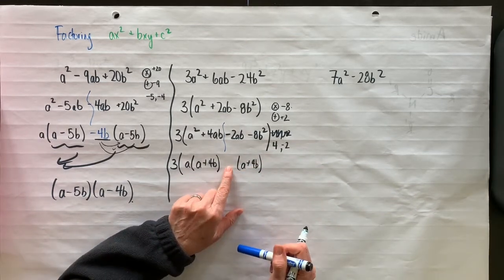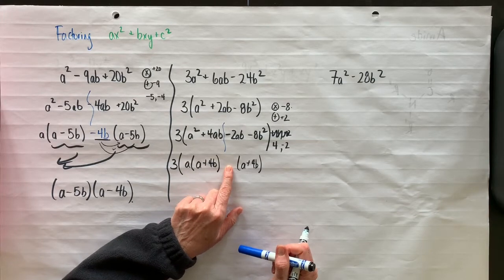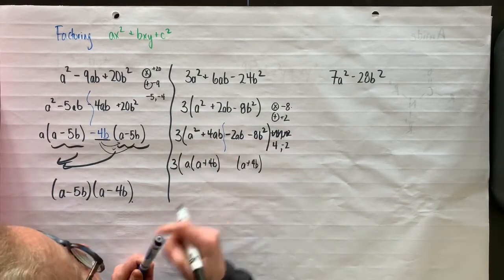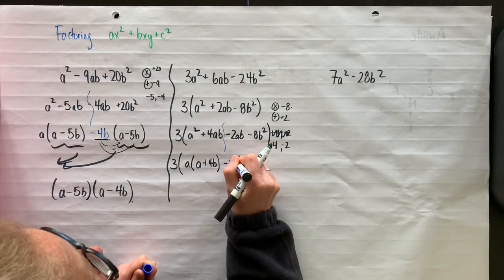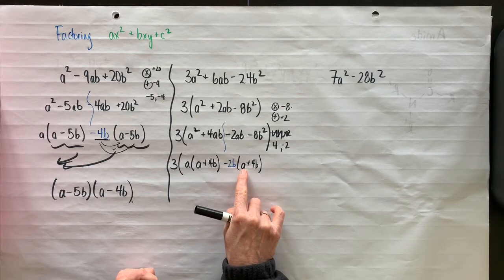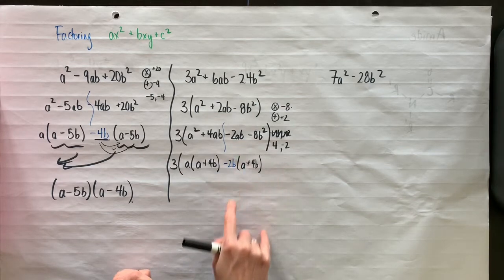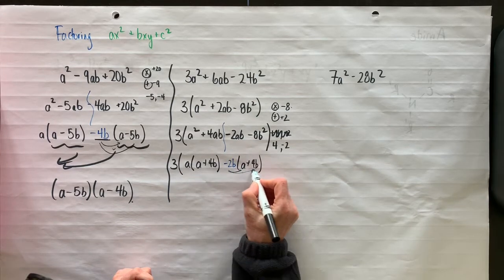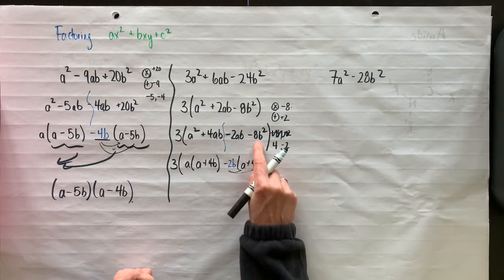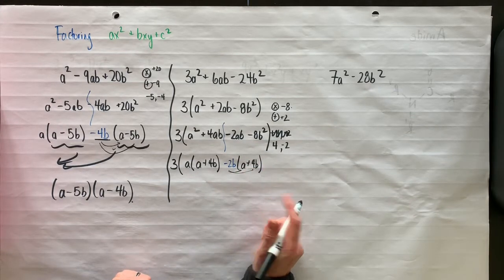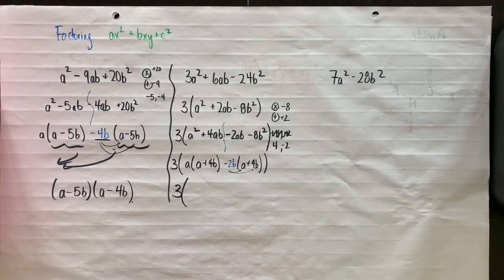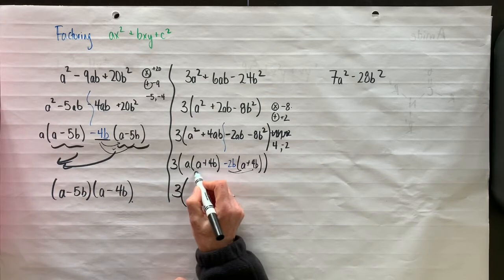What would I have to put in front of this bracket to make the product of these two numbers equal to negative 2ab? That would be negative 2b. I'm just checking: negative 2b times positive a equals negative 2ab. So that works. And just check this: negative 2b times positive 4b equals negative 8b squared. So that's correct. And now just carrying that 3 out in front, you could actually use square brackets if you wanted to, but that's okay.